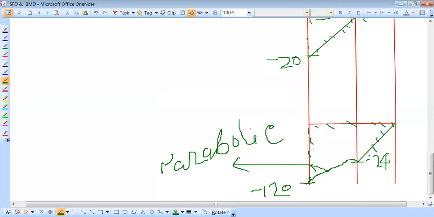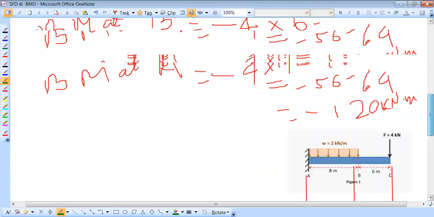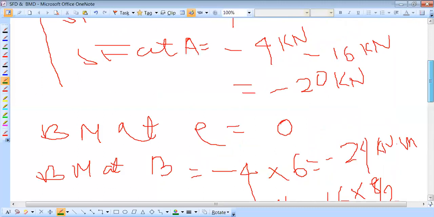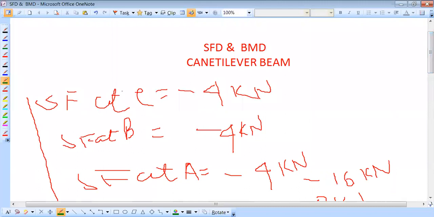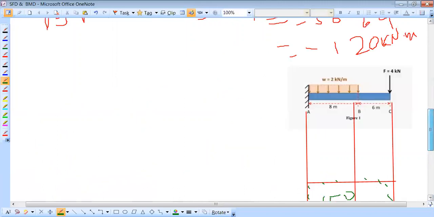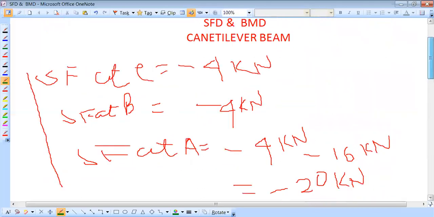So this way we can easily draw the SFD and the BMD for the cantilever beam with UDL and a point load acting. Again, I repeat once: SF at C is equal to -4 in the downward direction, and SF at B is equal to -4 because of no load between B and C. That's why -4. SF at A is equal to -4 minus 16 kilonewton, which is 2 kilonewton per meter into 8 meter distance. That is 16. So -20.